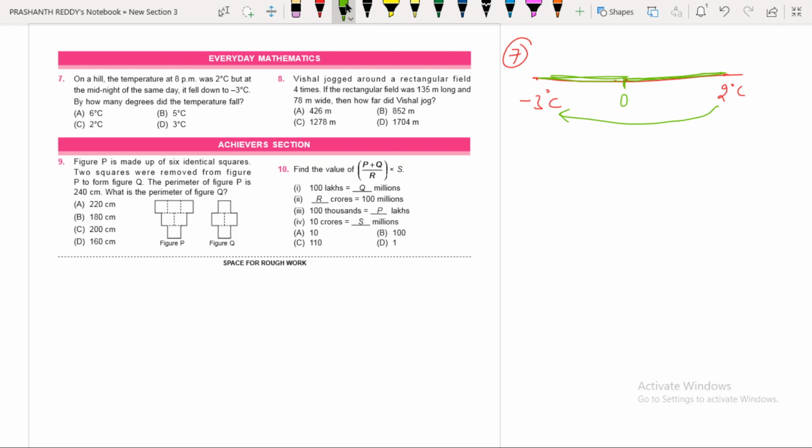Here, if you take the difference, you just identify the different gaps. 3 gaps here, 2 gaps here. Total 5 gaps. Therefore, what is your answer? 5 degrees Celsius is the answer for this question. Therefore, the temperature fell down 5 degrees Celsius.